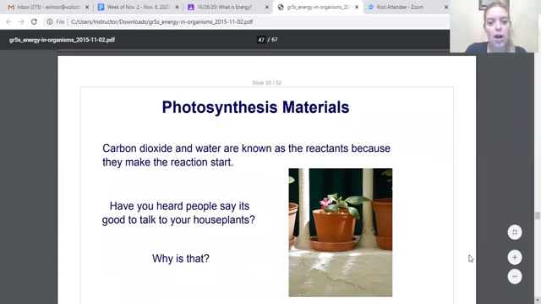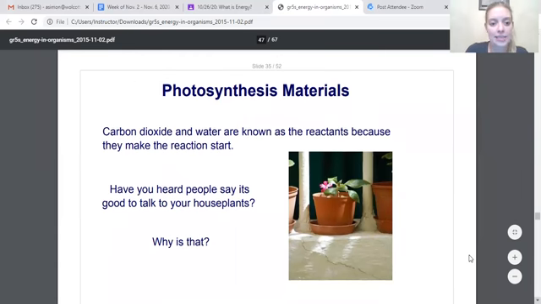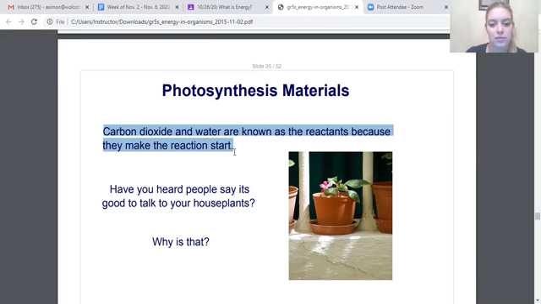So carbon dioxide and water are known as the reactants because they make the reaction start. So the reactants are the things that make the reaction actually start and happen. So that is going to be carbon dioxide and water. So go ahead and add that in your notes. Carbon dioxide and water are known as the reactants because they make the reaction start.